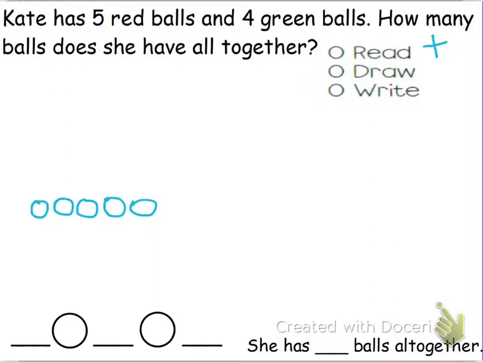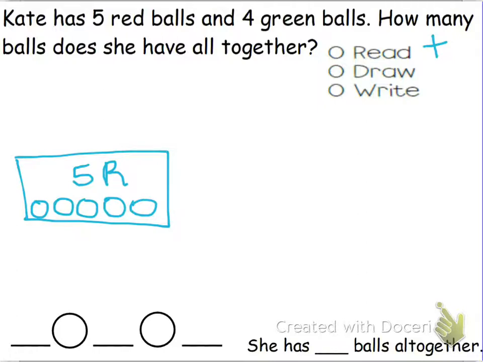Now remember I told you a tape diagram is a picture with labels. So I am not just going to leave it like this. I'm going to label it with a 5 for the 5 circles, so the 5 red balls. And then I'm going to do an R for red. Now I'm going to box it in. Now let's keep on reading.